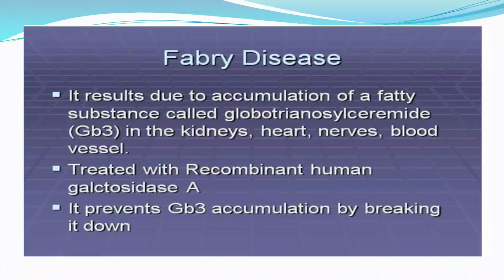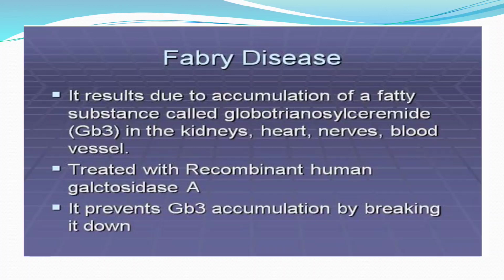There are certain diseases which are treated with these pharmaceutical enzymes. One disease is called Fabry disease. This Fabry disease results from the accumulation of fatty substances called globotriaosylceramide, that is GB3. This GB3 gets accumulated in the kidney, heart, nerves, and blood vessels.